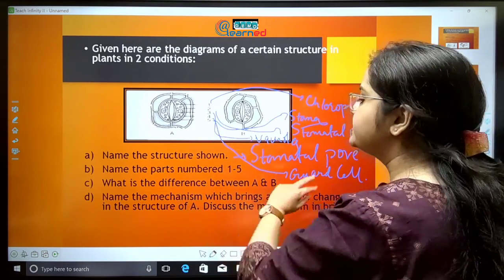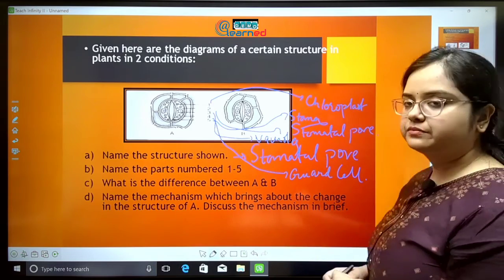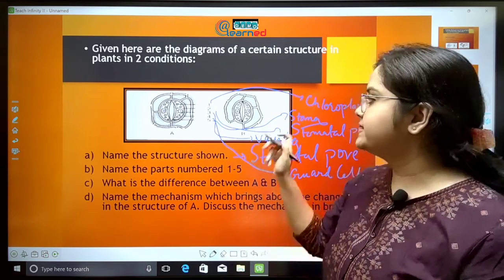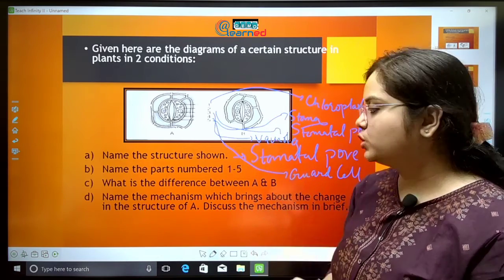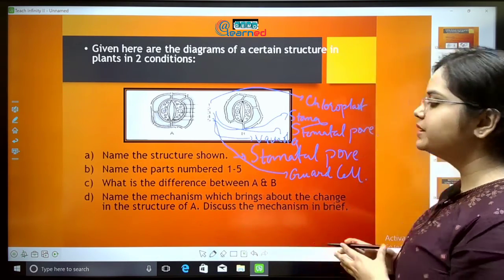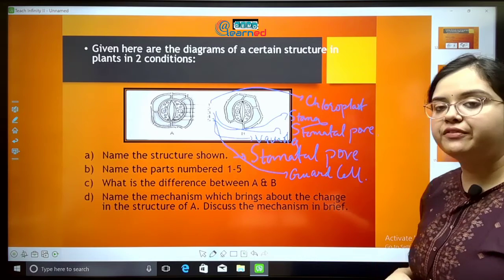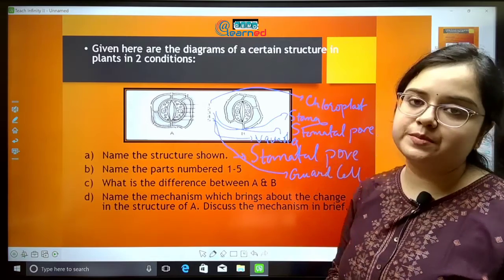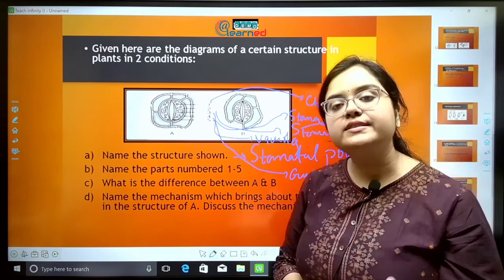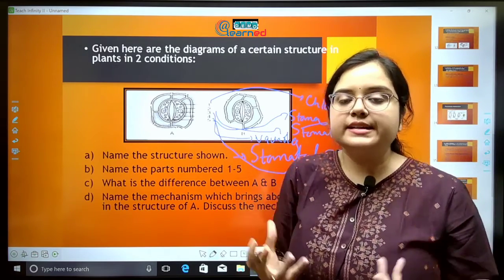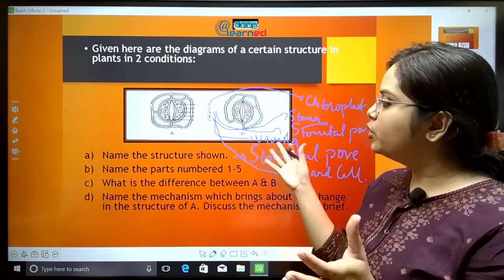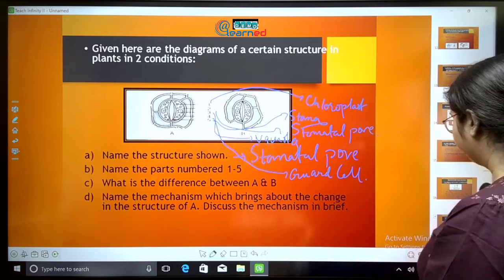What is the difference between A and B? Cell A is more turgid, where the stomatal pore is open. Cell B is flaccid, stomatal pore is closed. Name the mechanism which brings about the change in the structure of A, turgidity and flaccidity. Discuss the mechanism in brief. Here you have to discuss how from cell to cell osmosis, cells are gaining water and becoming turgid, opening the pore, and flaccid, closing the pore.